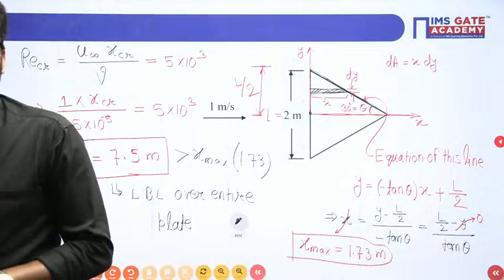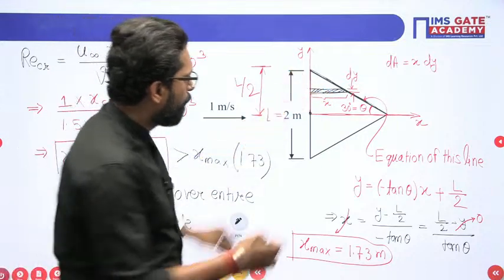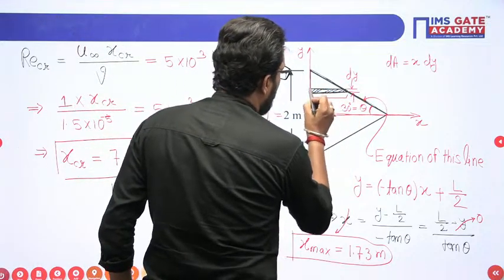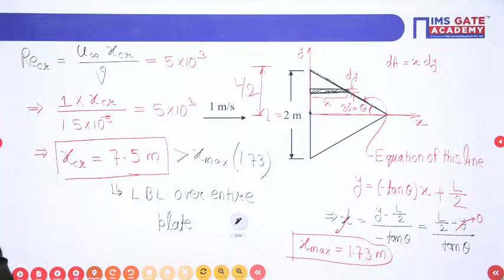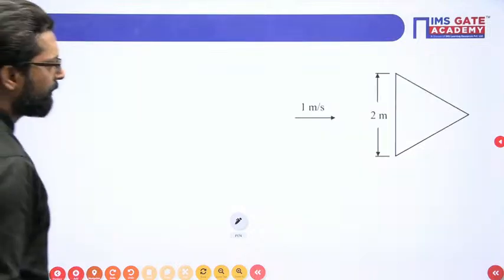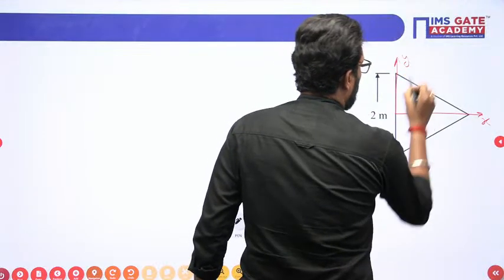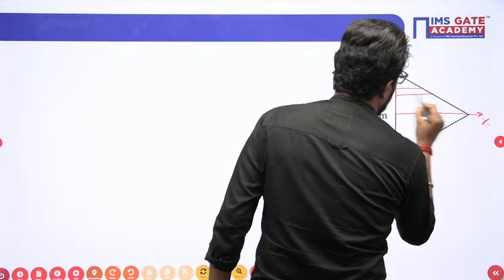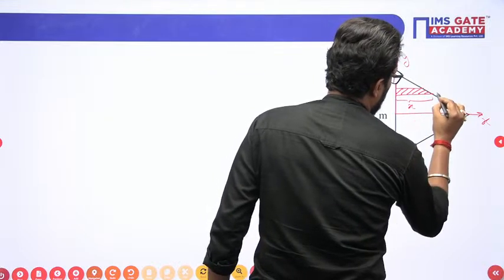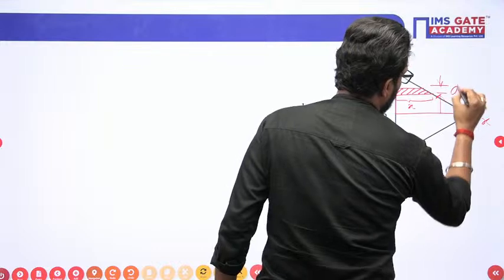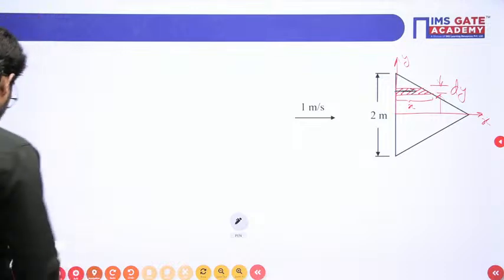This drag force will change along the plate, so we have to find the drag on this elemental strip. There is a small drag, and then we have to integrate it. On this element, this is your x and this is delta y, dy. So we have to find the drag on this element.